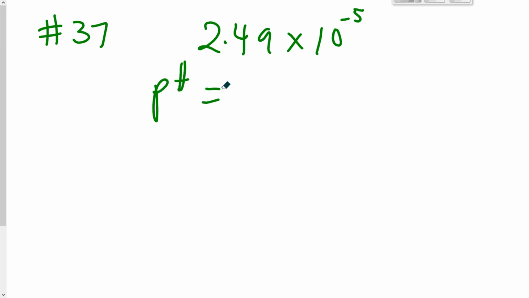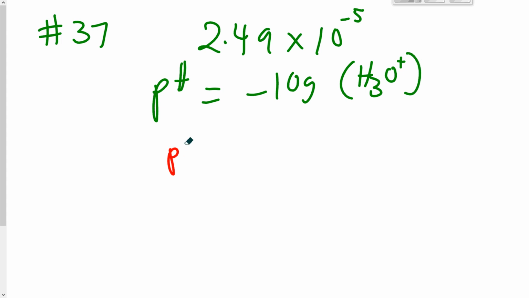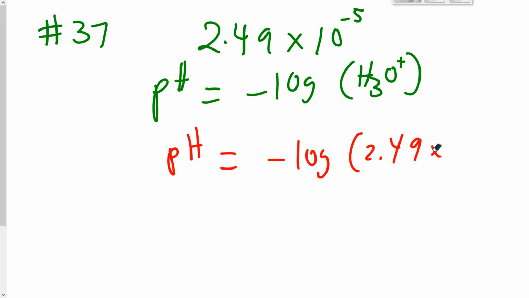So remember, our pH level is equal to negative log of our hydronium ion concentration, 4.9 times 10 to the negative 5th. Let's just go ahead and do them all at once, right? So I'm going to distribute the log.